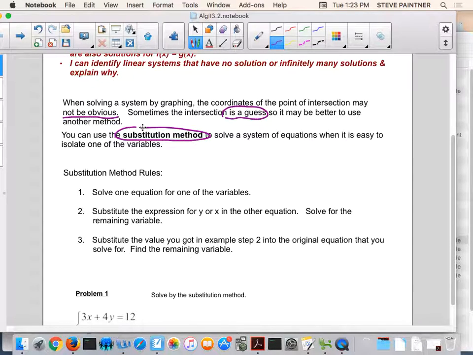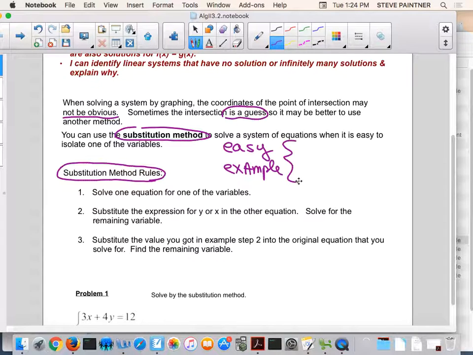The substitution method, to solve a system of equations when it is easy to isolate one of the variables. When I say isolate a variable, I mean get it by itself: y equals this, x equals that. Here are your rules on how to do it. I'm not going to read it to you. I want to show you the easiest substitution problem there is. Then we'll actually do some harder ones. So here is a quick, easy example.